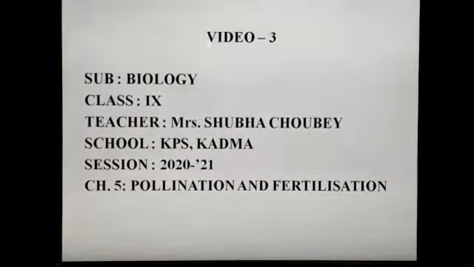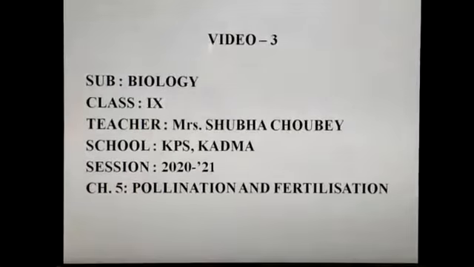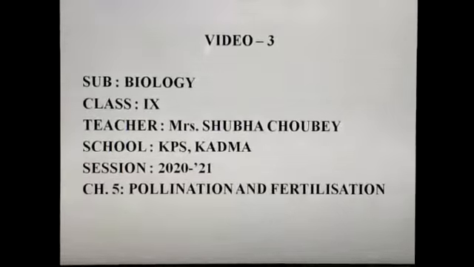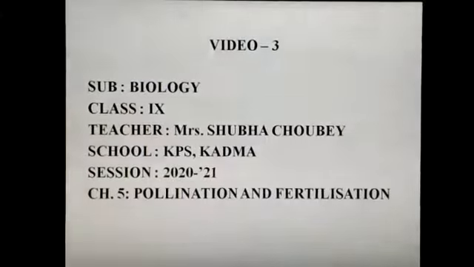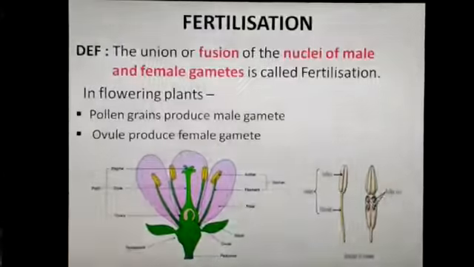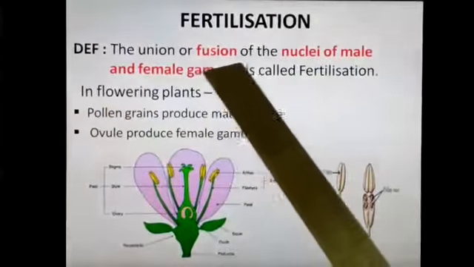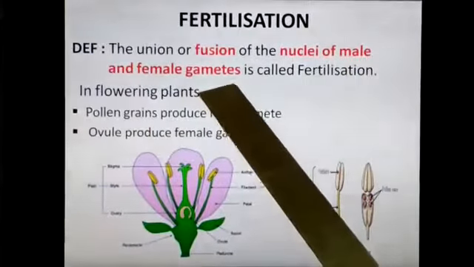Proceeding with our studies, let's move on to the third video of Chapter 5, Pollination and Fertilization. In the previous two videos, you had learned completely about pollination. Today, we'll discuss the second step of the reproduction process in plants, that is fertilization. Fertilization is defined as the union or fusion of the nuclei of male and female gametes.